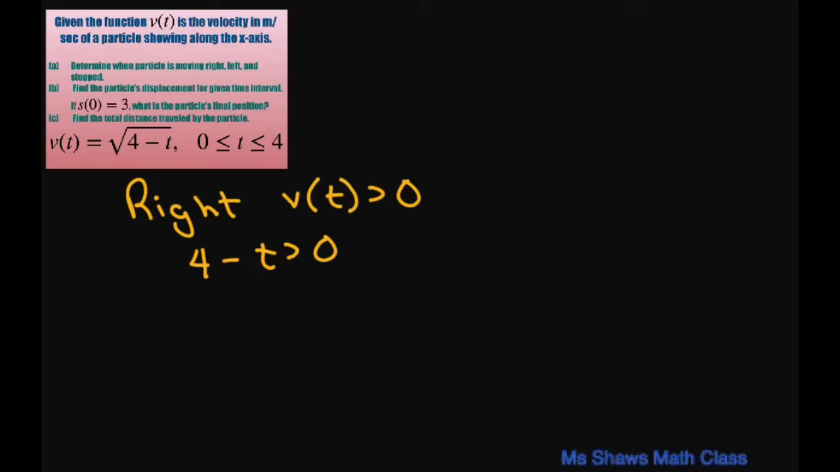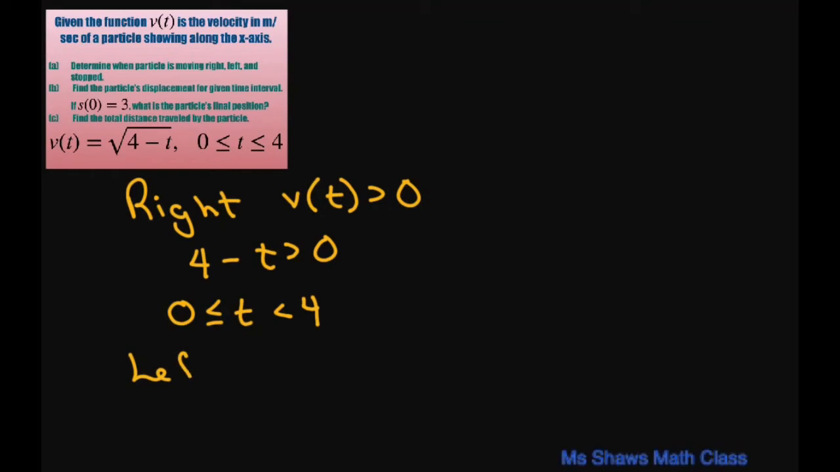All right, so first we're going to determine when the particle is moving left, right, and stopped. So it's moving right when v of t is positive. And that just means when 4 minus t is positive. So if you solve this, you're going to get it's positive when t is greater than or equal to 0, but less than 4.